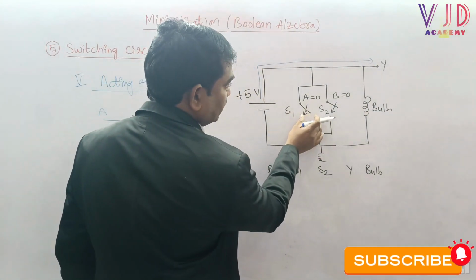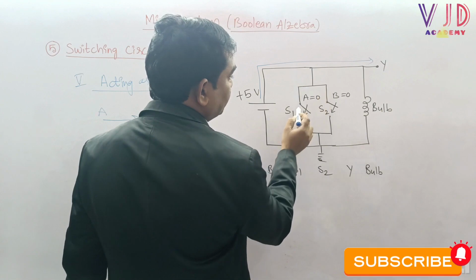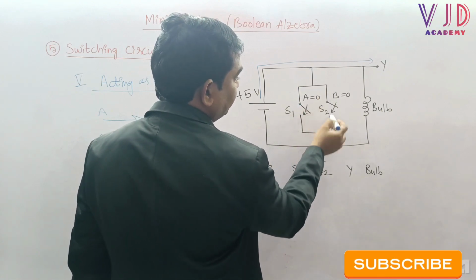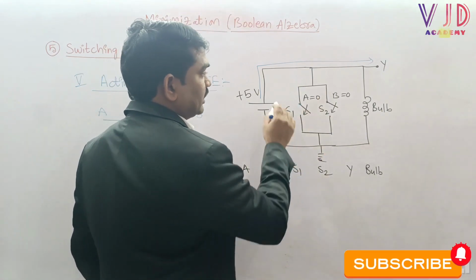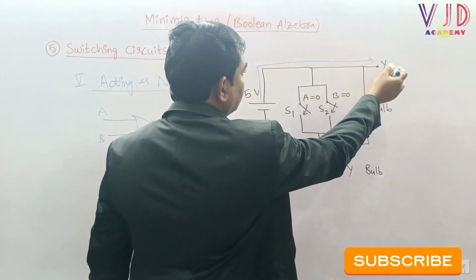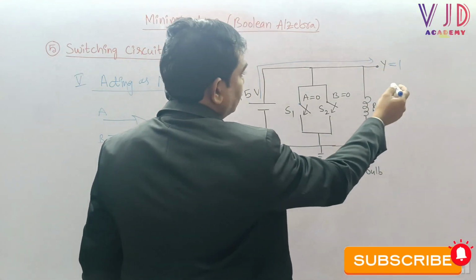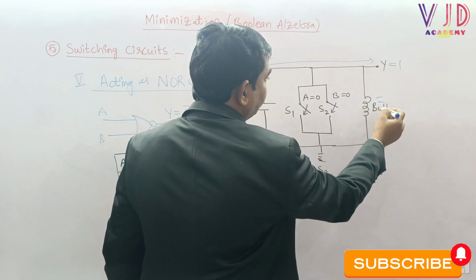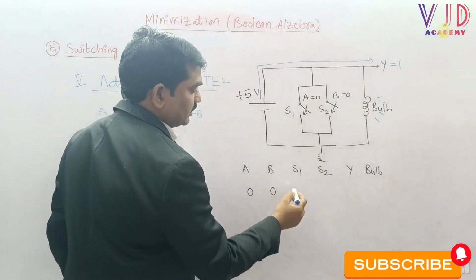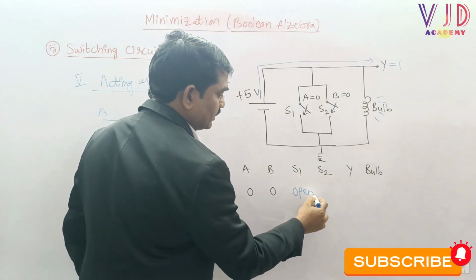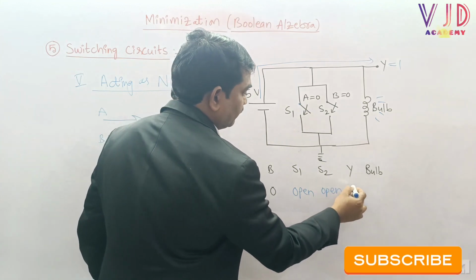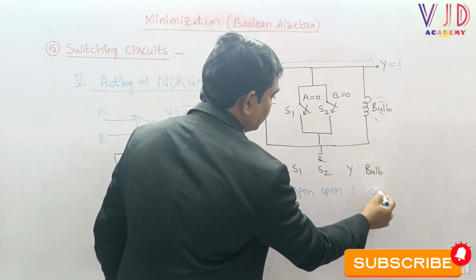Here both the switches are open. Here the power supply may come up to this node, but it will not reach to ground, so that the entire power supply will go to output. We can say output Y equal to 1, and then the bulb will automatically turn on. Both are open here, S1 and then S2 are open. Y equal to 1, bulb will be on.